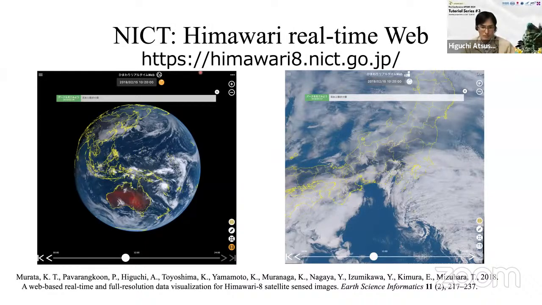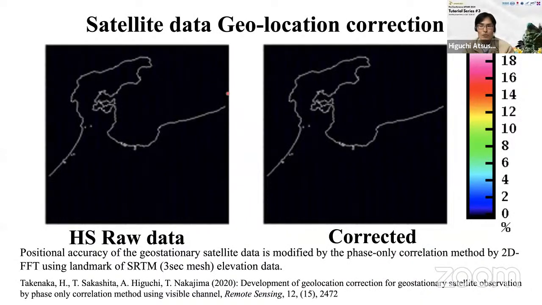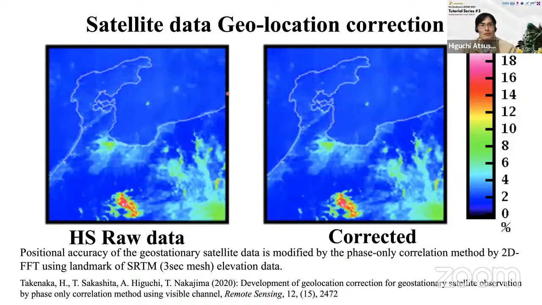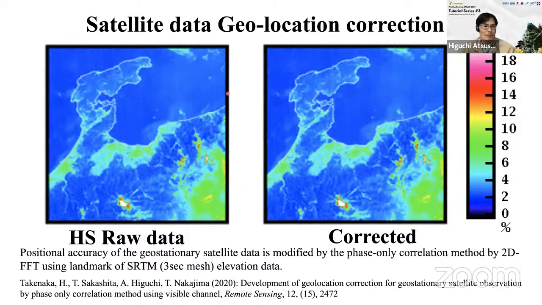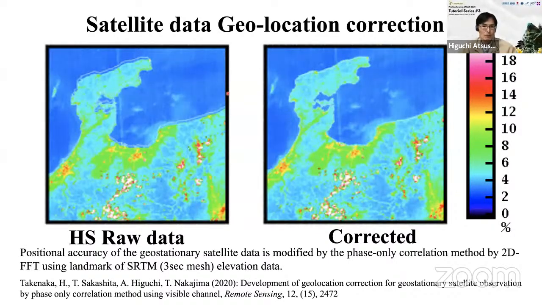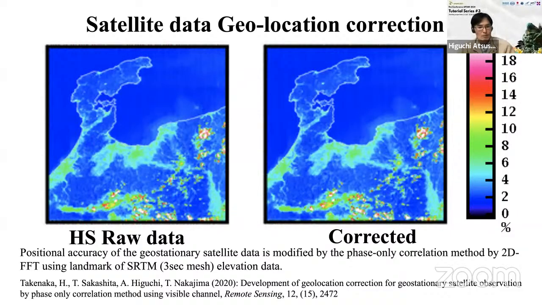For research, we want to change raw data into more utilizable datasets like this. Geo-correction is a very important issue. This is the original data. This is the corrected data. And we developed this correction algorithm. Then this is the published paper.